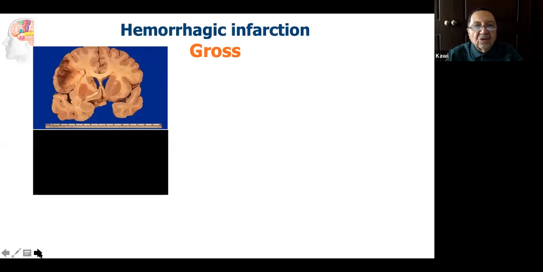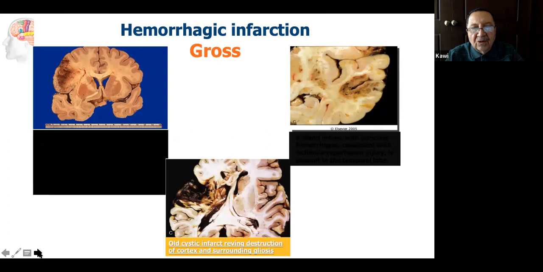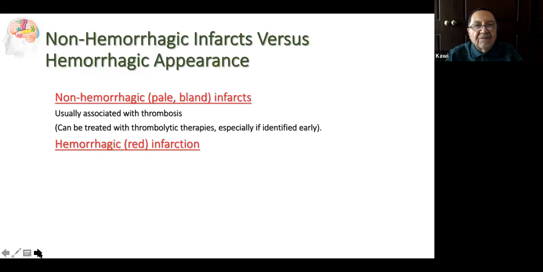In hemorrhagic stroke, the gross appearance is that of brain parenchyma filled with blood. As we can see here, sometimes the blood is like petechial hemorrhages, and sometimes the blood is a gross hemorrhage with atrophy later on. So, non-hemorrhagic infarcts versus hemorrhagic infarcts in appearance. The non-hemorrhagic infarct, we call it a pale or bland infarct associated with thrombosis and can be treated with thrombolytic therapy, especially if we can identify it early.